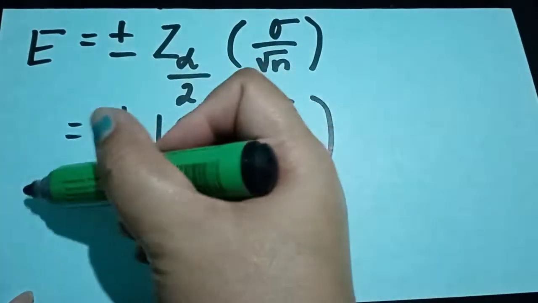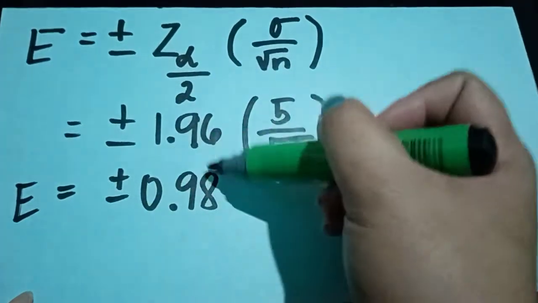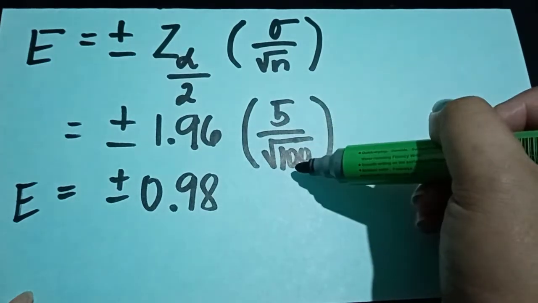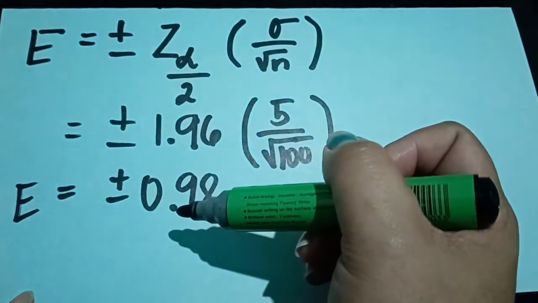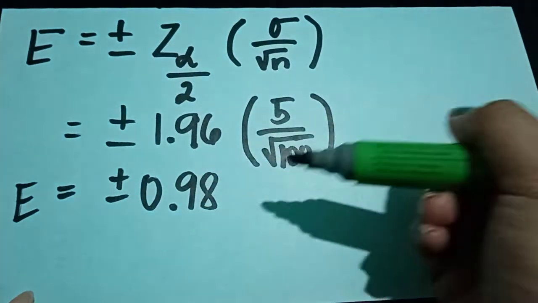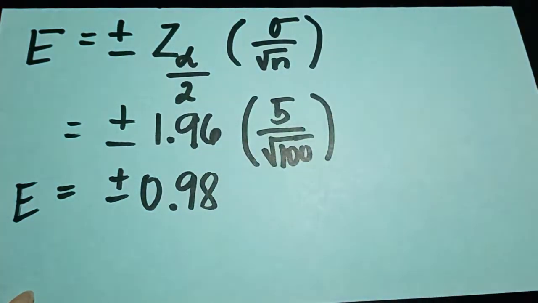And then we have plus or minus 0.98. How does it become plus or minus 0.98? Because 1.96 multiplied by 5 all over the square root of 100, which is 10. So you multiply it, that's why it becomes 0.98. So that will be your margin of error. And then after that, we're going to compute for the interval estimate.